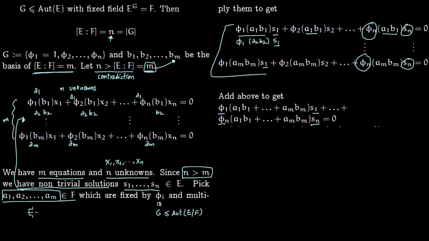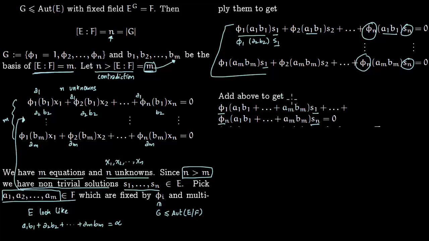So elements of E look like this. They are in a vector space with this basis, and say there are some elements a1, a2, ..., am, so they will look like this: a1 b1 plus a2 b2 all the way to am bm. I would say this is equal to some alpha.